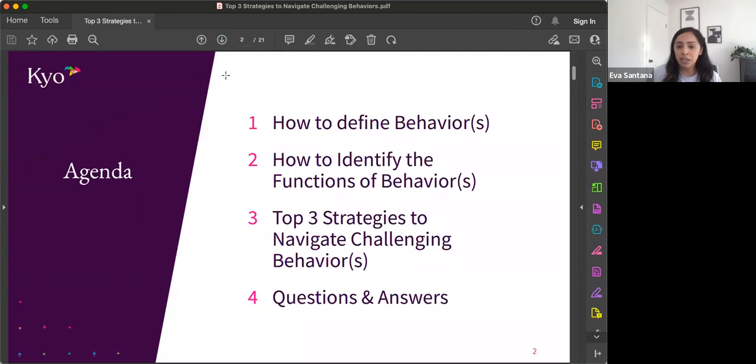This is going to be our agenda for today. First, we are going to go into how we define behaviors or a behavior. Then we'll discuss how to identify functions of a behavior or behaviors, meaning how can we identify why a behavior is occurring. Then we'll go into those 3 strategies for navigating challenging behaviors, so how to reduce those challenging, unwanted behaviors. And then lastly, we'll go into questions and answers.